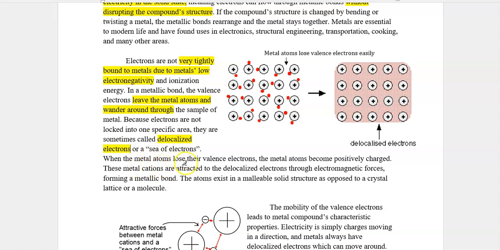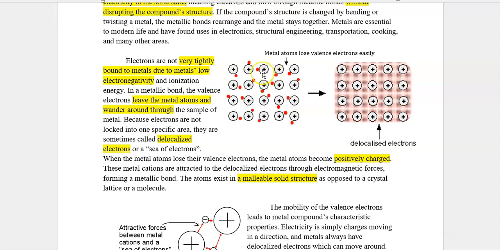When the metal atoms lose the valence electrons, the metal atoms become positively charged. These metal cations are attracted to the delocalized electrons through electromagnetic forces, forming a metallic bond. The atoms exist in a malleable solid structure as opposed to a crystal lattice or a molecule.